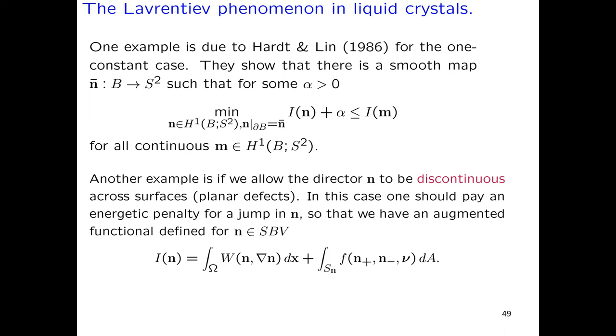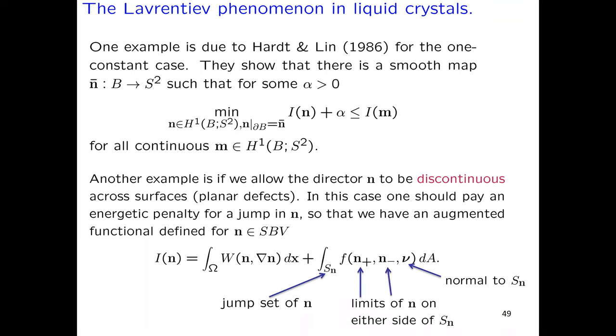Another example, which we'll come to later, is to allow the director to be discontinuous across surfaces. These are sort of surface defects or wall defects. So in this case, you should pay an energy penalty for a jump in n. And so you would have to have some kind of augmented functional, which was the Oseen-Frank plus some term. If you're in this space SBV, there's a well-defined jump set across which n can jump. It's called S_n, the jump set. And there's a well-defined normal, and that's part of the theory of this function space. And it has well-defined limits on either side, n plus and n minus.